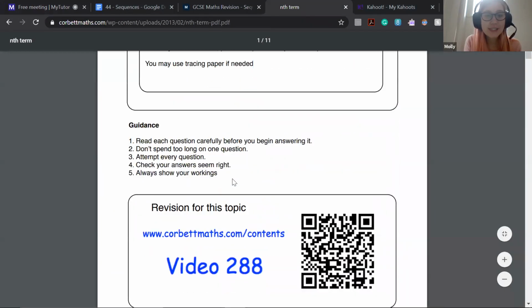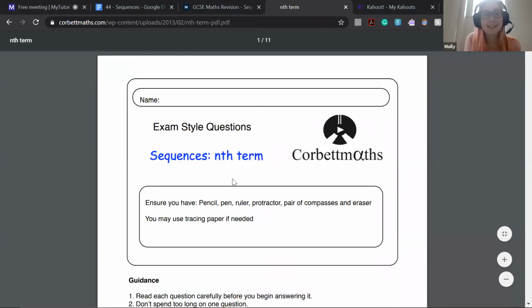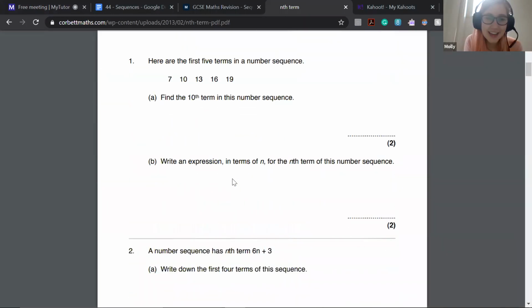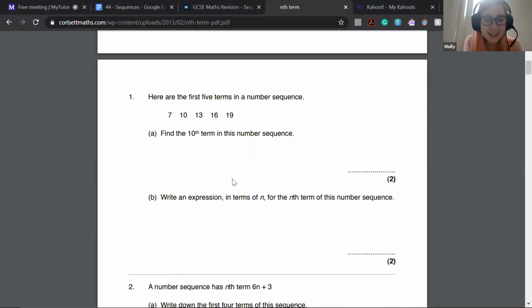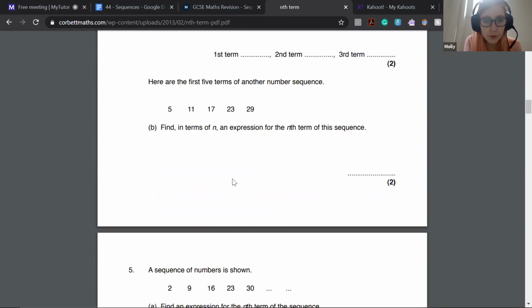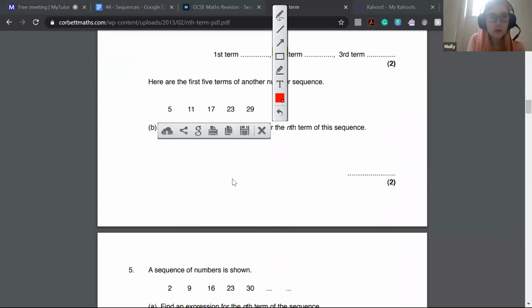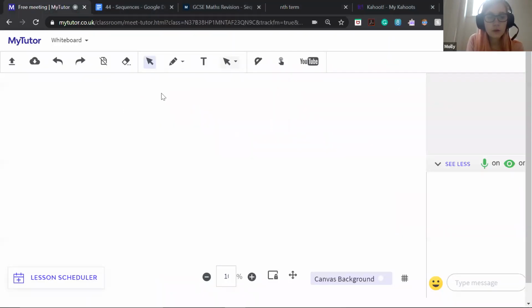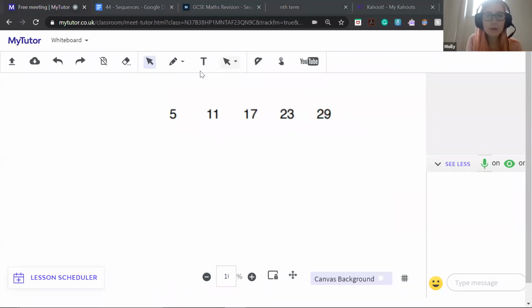Let's go to a different worksheet. Corbett Maths, also fantastic. I need to start referencing some other maths websites. Which one do I want? I think this one. What's the nth term for this sequence? And I'll come up with a question, hence find the 50th term. So give that a go.